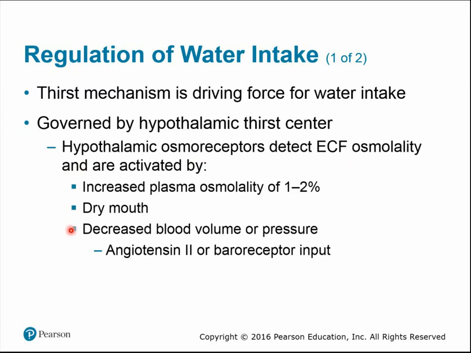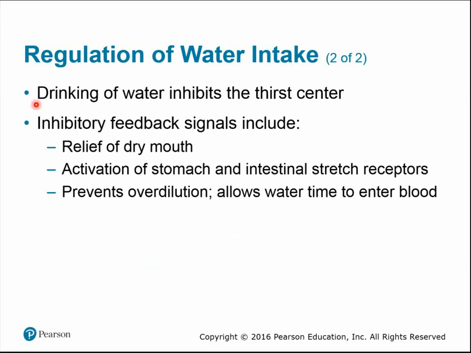So if we need to increase our blood volume, we can also take in more water, or we can stimulate that angiotensin-aldosterone mechanism. The process of drinking water is going to inhibit or turn off that thirst center. So the brain detects we're taking in water, right? So it's going to turn off those thirsty signals to the body.